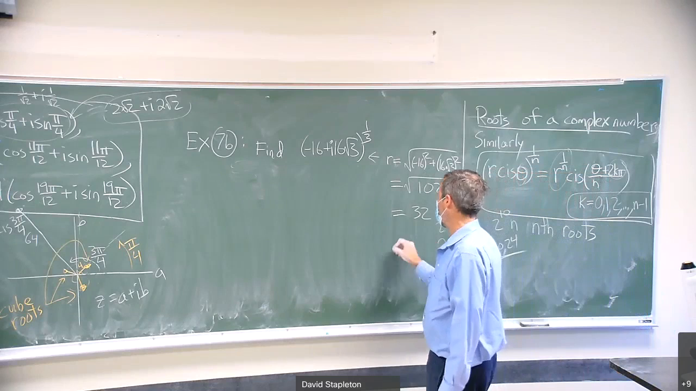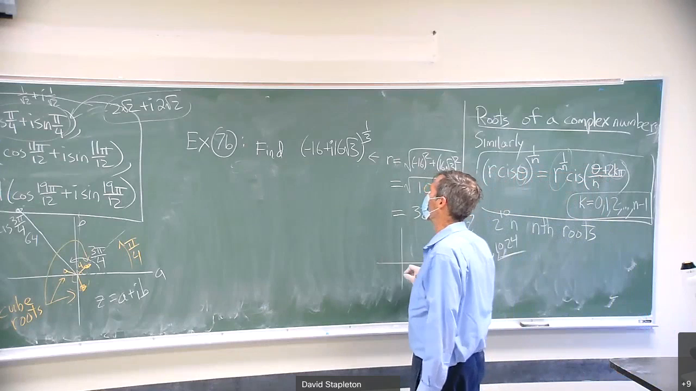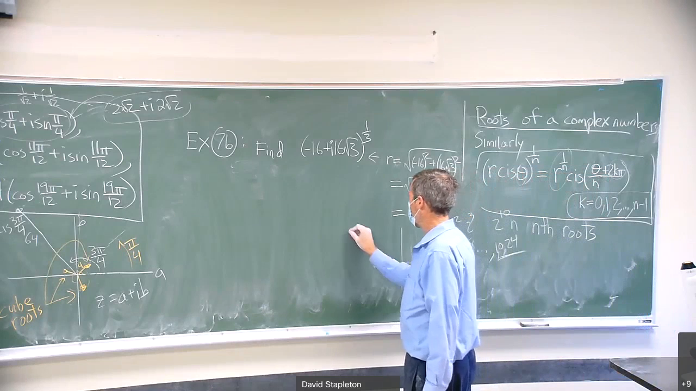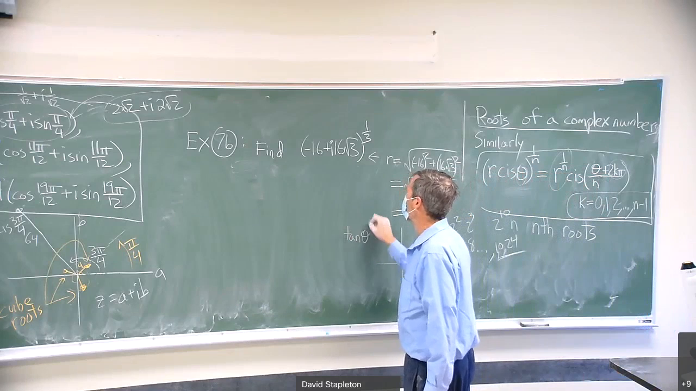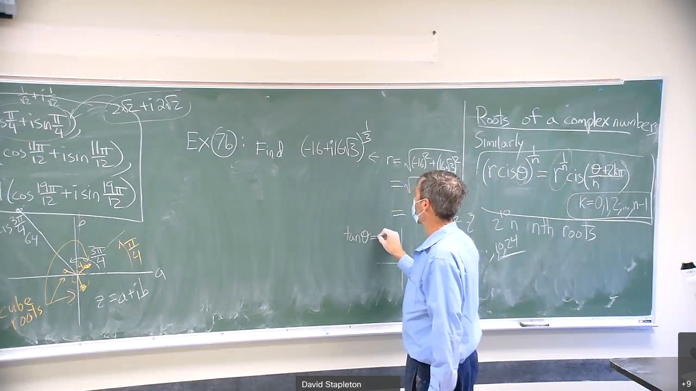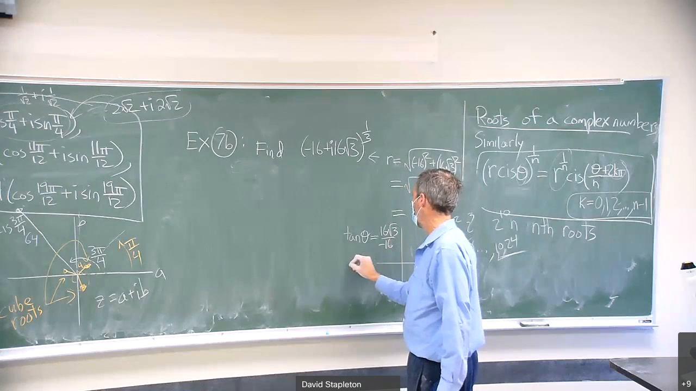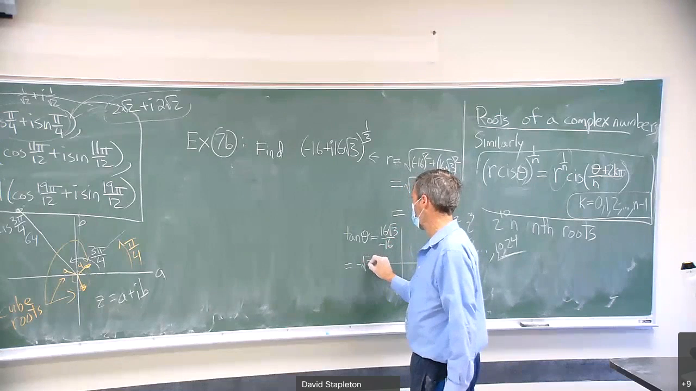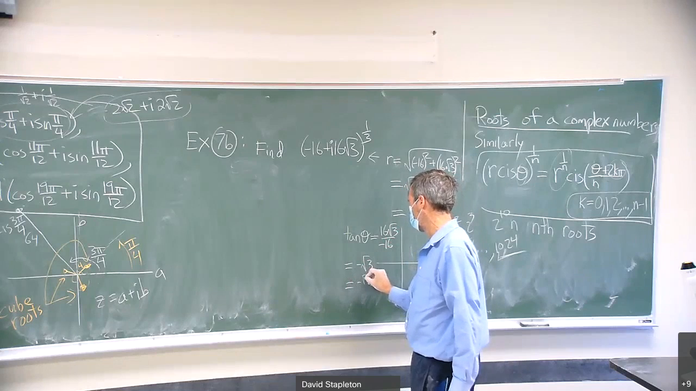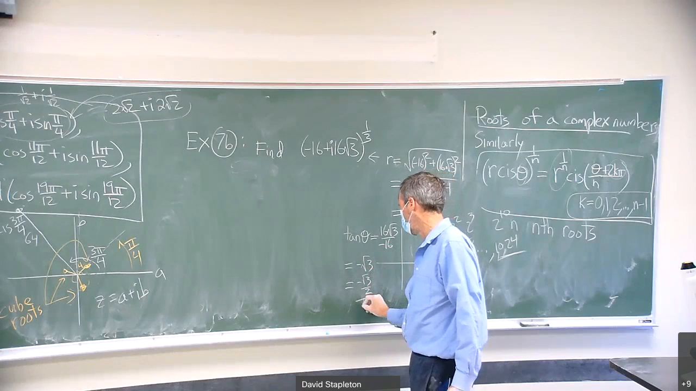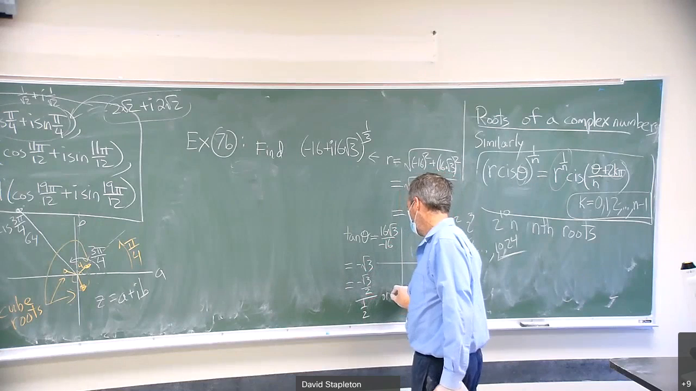Now what's theta? I can sketch this in the complex plane and say tangent theta is B over A. It's 16 square root 3 over minus 16, which is minus square root 3, which I can then write again suggestively as minus square root 3 over 2 over a half, or square root 3 over 2 over minus a half.